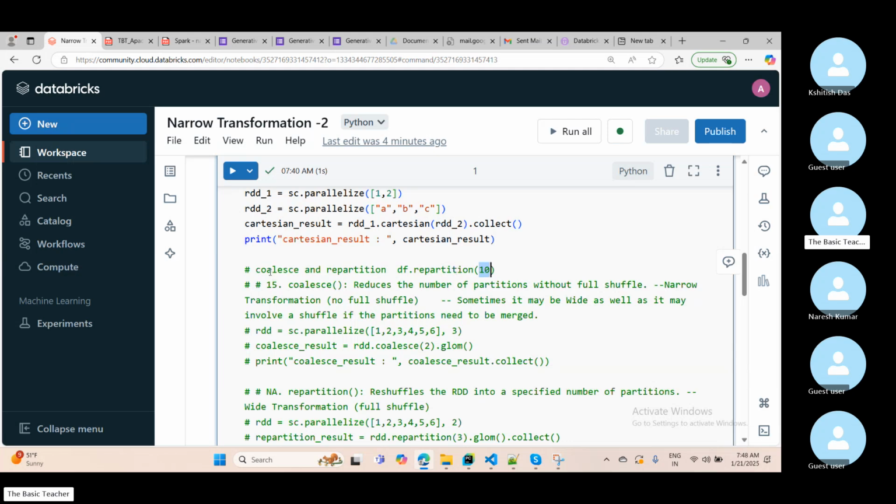And coalesce is good for decreasing the number, because it does not take care of even distribution. But for better performance in processing, you need data to be distributed in almost equal amounts. So repartition benefits there. Coalesce is not better for that. You can use coalesce while decreasing the number.